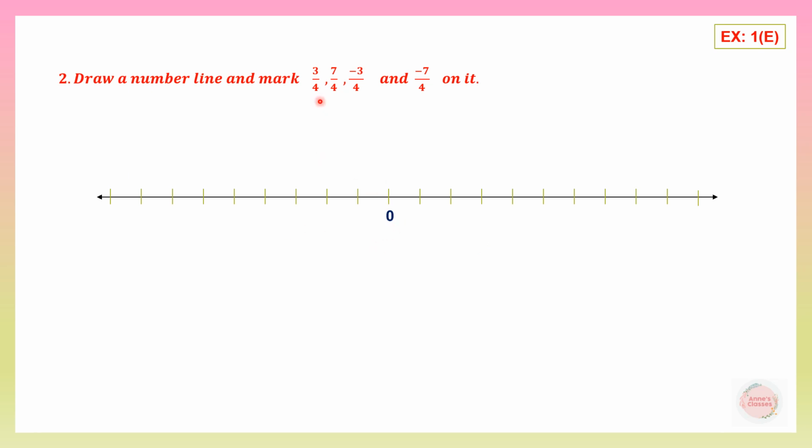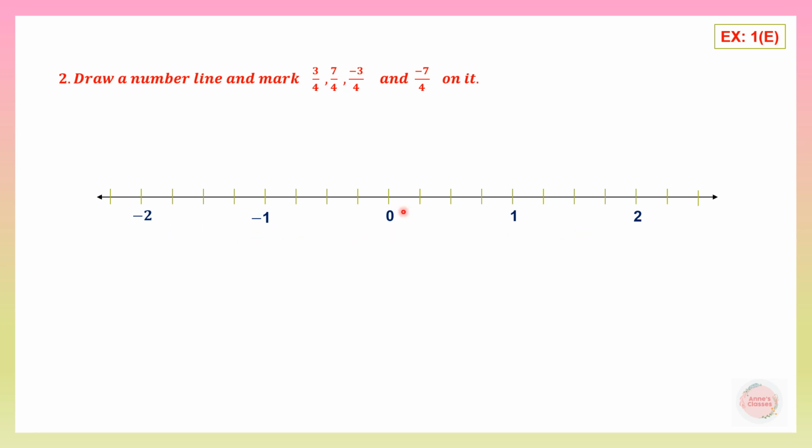Now look at the denominators. It's all 4. That means you have to divide your numbers into 4 parts. So 1, 2, 3, 4, and then you'll get 1. Then again 1, 2, 3, 4, you'll get 2, and so on. So here we've got 1, then here we have 2 after all 4 parts. So can you see this 1, 2, 3, and 4 parts here, and then you have your number. Similarly, on the other side, 1, 2, 3, 4, you will have minus 1. Again, 1, 2, 3, and 4, you'll have minus 2. So now we have our numbers.